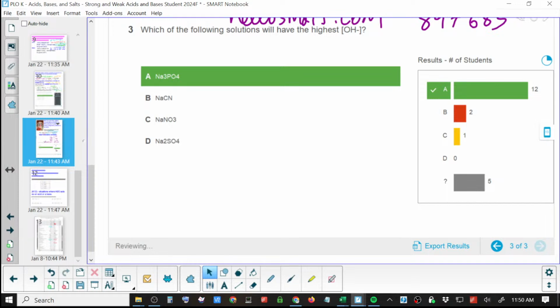Which will have the highest? So which one of these is the strongest base? Phosphate is indeed the strongest base above cyanide. NO3 is the weakest, and SO4 2 minus is actually reasonably strong, but not as strong as phosphate. 5 people didn't answer. You terrible, terrible people. Also, that's more people than we have in the class, so I don't know what's going on.